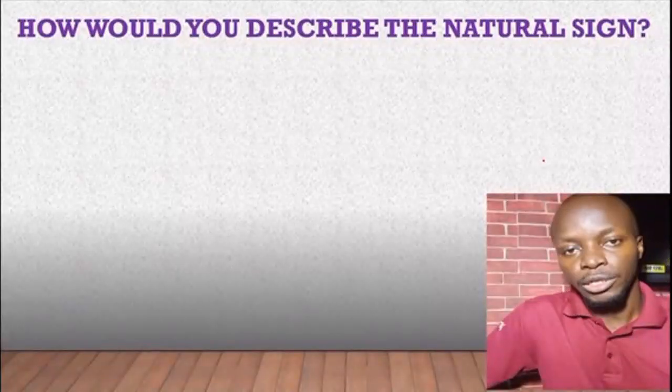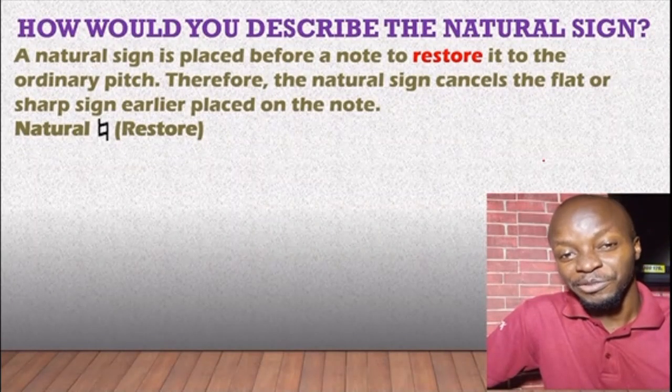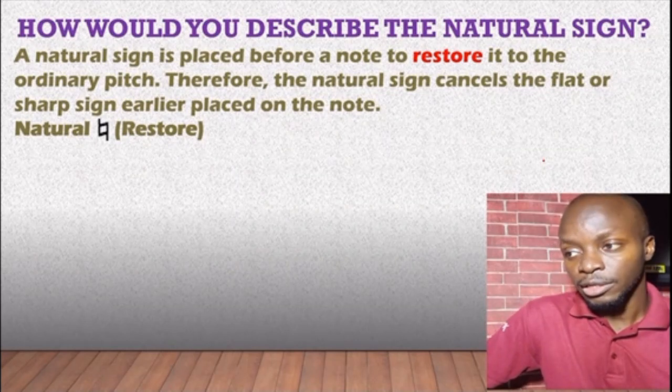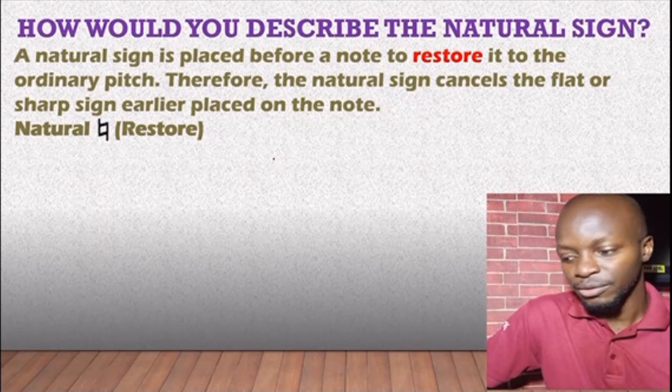How will you describe the natural sign? The natural sign, you know, is used to restore the note back to its original pitch. The natural sign cancels the flat or the sharp placed on the note. So that's the sign there. So it's used to restore the pitch.